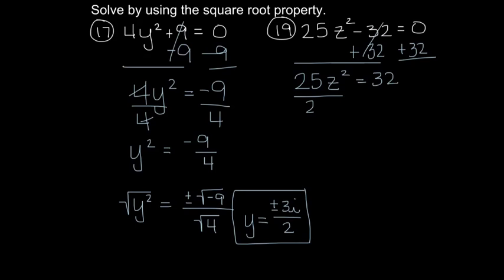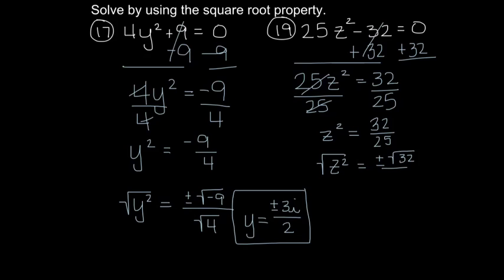Divide both sides by 25. My 25's cancel. On the left I have z squared. On the right, again, I want to leave my fraction as an improper fraction. I do not want to change it to a mixed number. I don't want to change it to a decimal. I want to leave it as 32 over 25. This will make it easier to take the square root. So when I take the square root of both sides, I get the square root of z squared equals plus or minus the square root of 32 over the square root of 25.